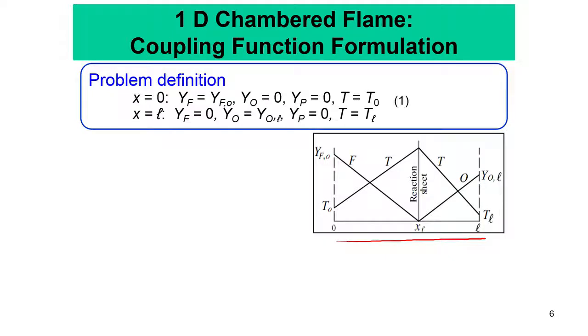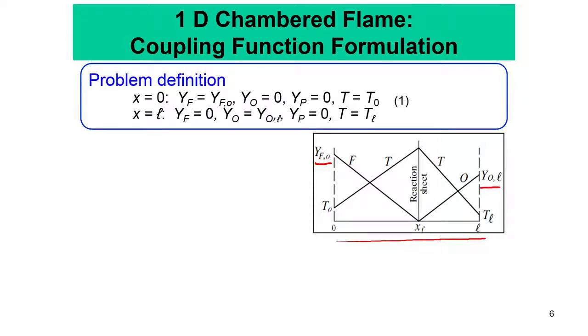So the mass fraction on the left hand side is given by YF0, and this is the mass fraction of fuel on the left hand side, and this is the mass fraction of oxidizer on the right hand side, which is given by YOL.